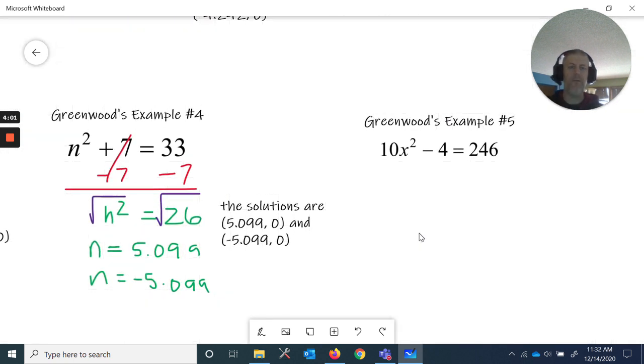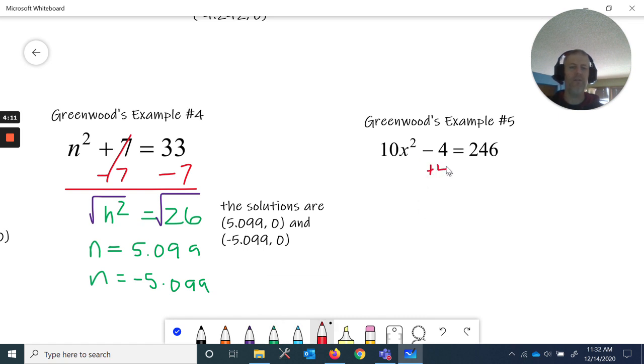So here's example 5. And so this one we've got 10x squared minus 4 equals 246. So I'm thinking of solving this equation by adding 4 to both sides. So I get 10x squared equals 246 plus 4, which is 250. So now this looks like a tier 2 problem. So we just had to do a couple of steps.